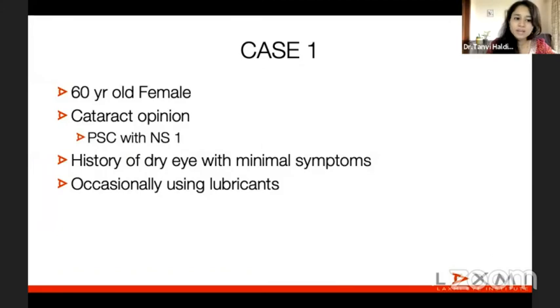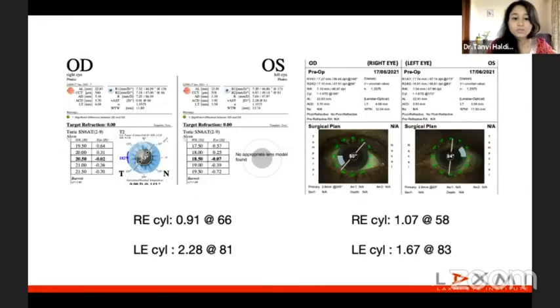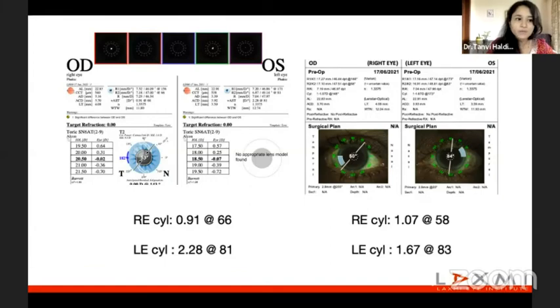I'll be discussing two cases to show how dry eye affects our planning. This was a 60-year-old female who came for a cataract opinion. She had a history of dry eye, but had minimal symptoms and was on occasional lubricants. Since she was to undergo cataract surgery, her Lenstar was done as well as a Verion. Both showed a high cylindrical error in her left eye. It is always a good idea to look at the raw data to make sure of the quality of the scan, like I said. So we had a look, and as you can see, the LED reflections are not precise. Some of them are darker and lighter than the others.